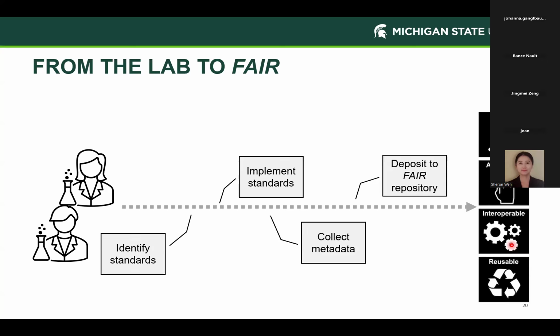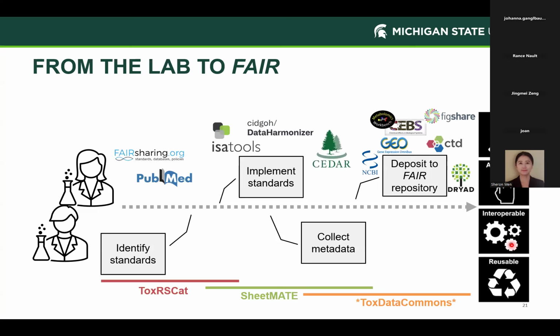So we looked at the steps between this, right? We said, okay, we're at the lab. What we need to do is know what standards we need to meet. We need to have a method to apply them. We then need to collect the metadata following those standards. And then we need to put it somewhere. It's probably oversimplifying it a little bit, but I think it's a good overall concept. And then we looked at, okay, what do we have available for each of these steps? So identifying standards. Has anyone been to fairsharing.org?